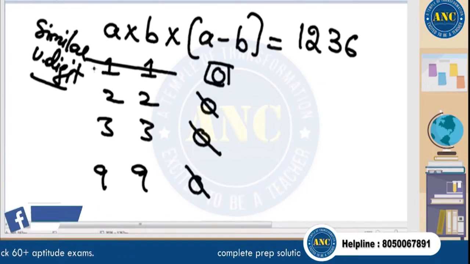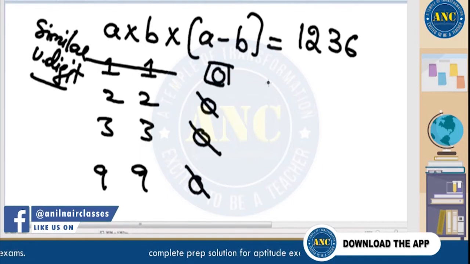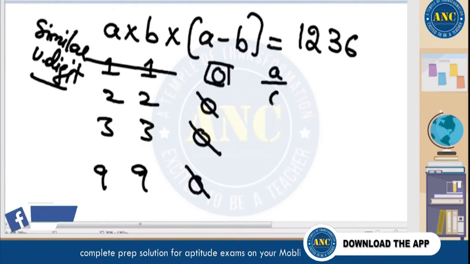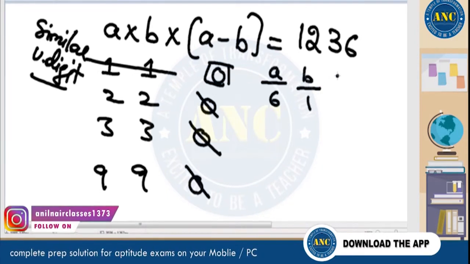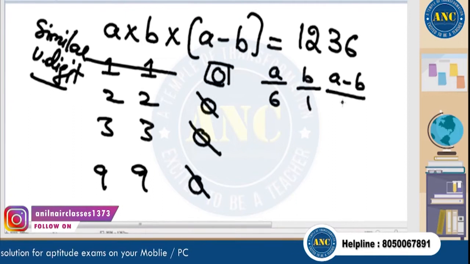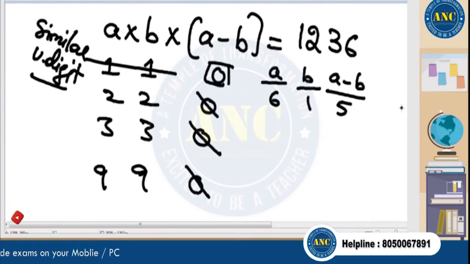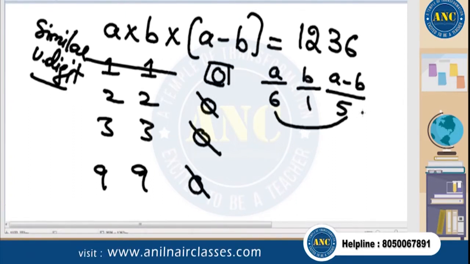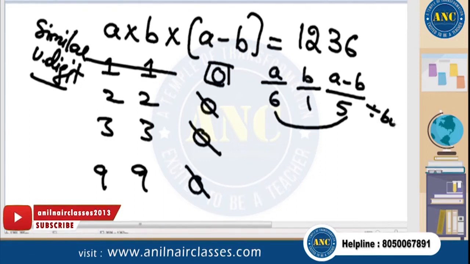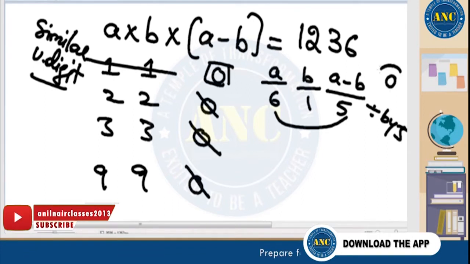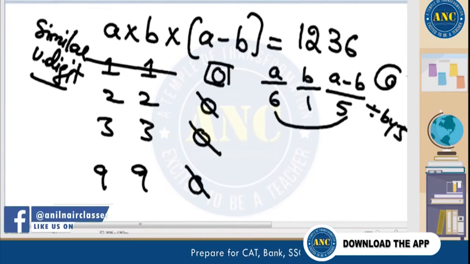Next one, in case A is 6, B is 1, A minus B. I am not solving this question, I am just giving you an idea. This is 5. 6 5s are 30. Not possible. Any difference 5? Not possible, because it will make the unit digit 0. Like that you have to take cases.